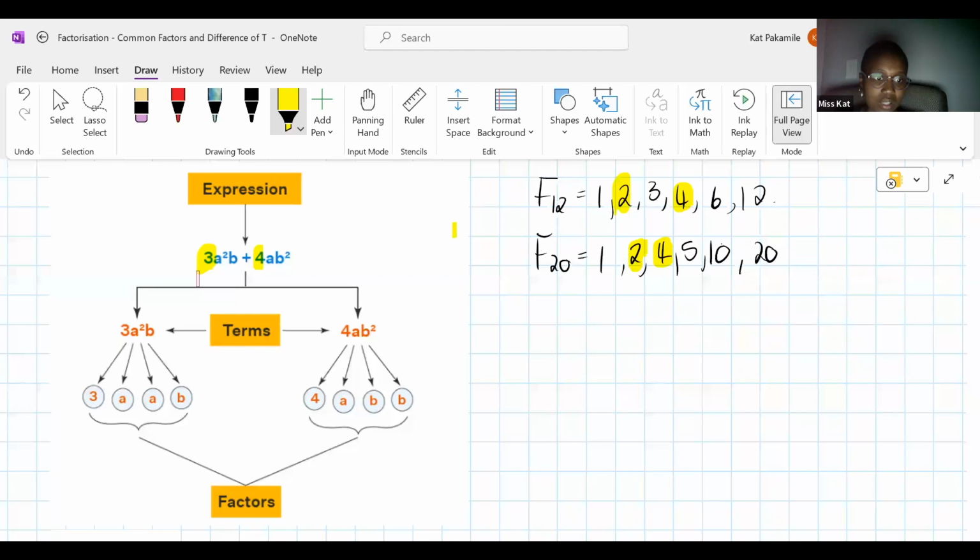Do you agree that in essence, common factors means what do both my numbers have? Okay, when we look on the side here, we said what are common factors? What do both 12 and 20 have? They have a 2, a 4. Okay, so when we look at our two terms here, what do both of them have? So the factors of the first one is a 3, a, and a b. There's 2 a's because it says a squared. And the second one is a 4, an a, and 2 b's.